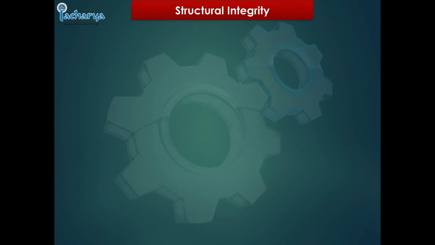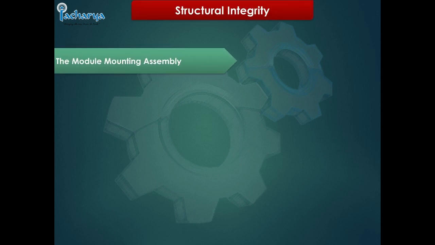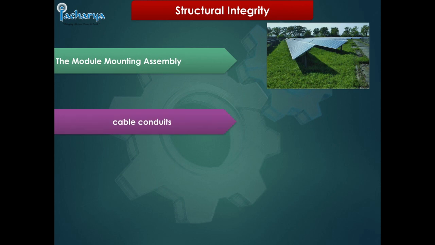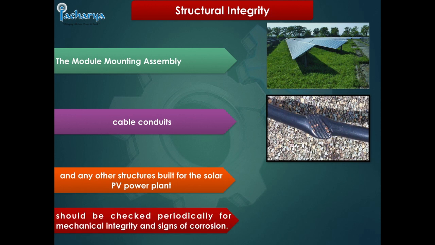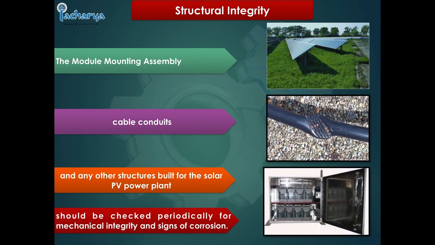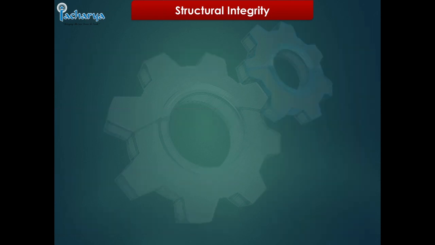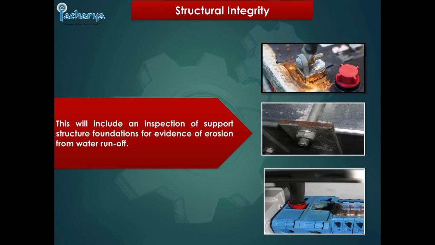Structural integrity. The module mounting assembly, cable conduits, and any other structures built for the solar PV power plant should be checked periodically for mechanical integrity and signs of corrosion. This will include an inspection of support structure foundations for evidence of erosion from water runoff.